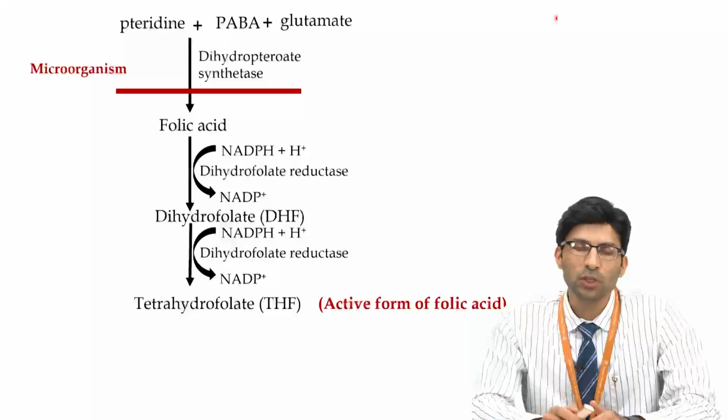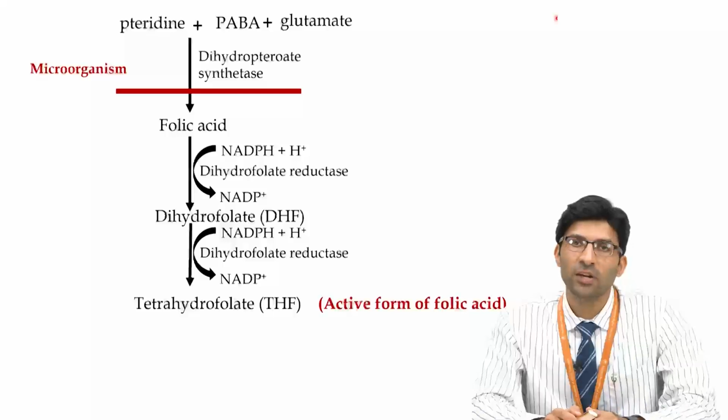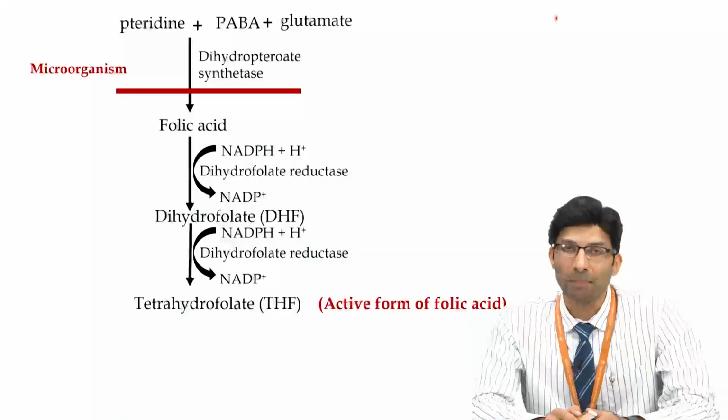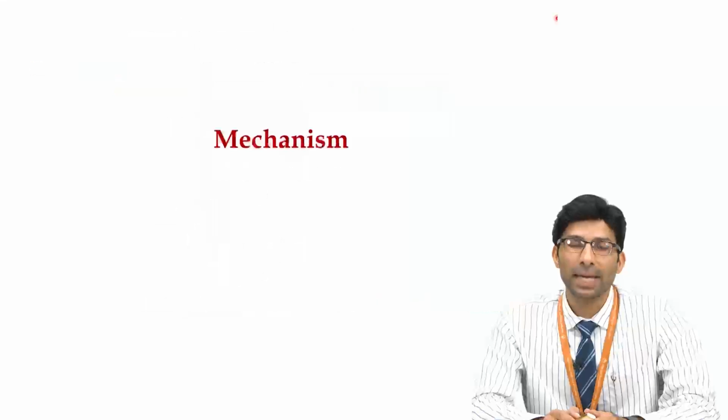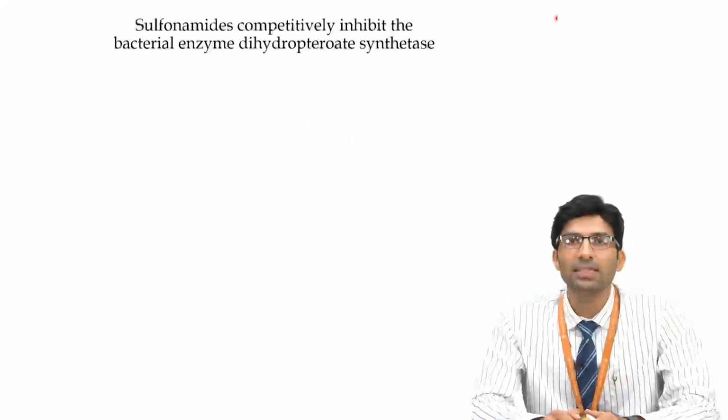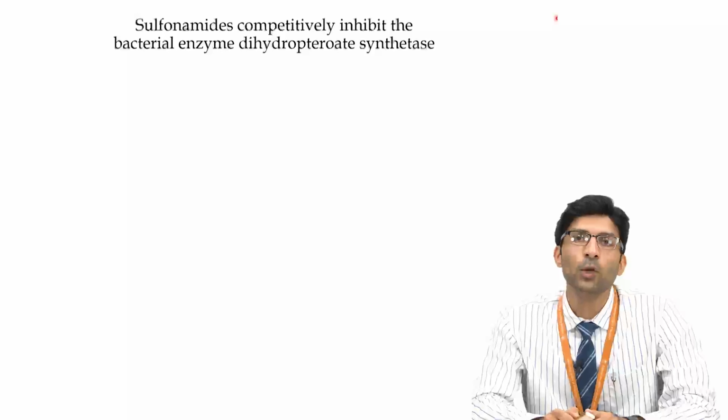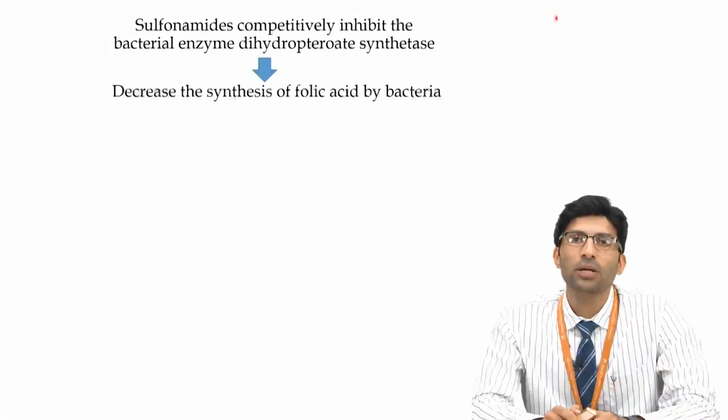So this particular step is inhibited. That means no formation of folic acid, no formation of tetrahydrofolate, and as tetrahydrofolate is very important for purine and pyrimidine synthesis, that will not happen. So let us see the mechanism of how this process takes place. As we have discussed, sulfonamide inhibits dihydropteroate synthetase. Therefore, there is a decrease in the synthesis of folic acid by bacteria.